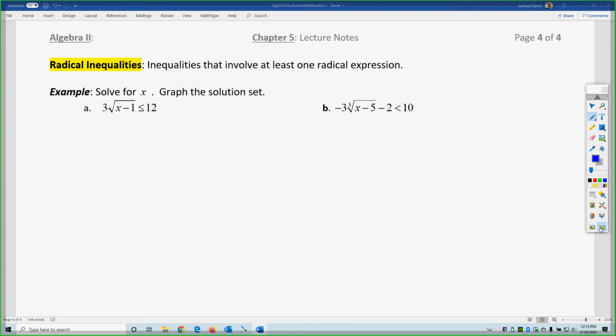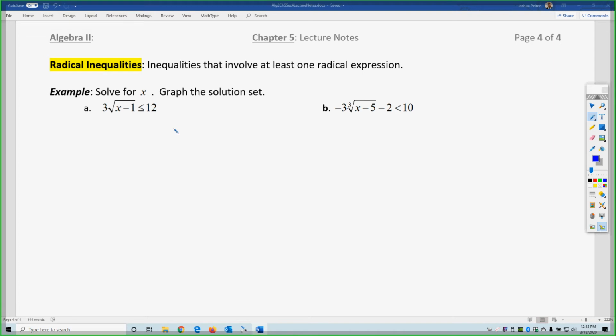What you notice in both of these problems is that they are singular powers of x. The first one is x to the 1/2 power, and b, the second one, is x to the 1/3 power. So as a result, since it's a singular power of x, we can use the isolation strategy here. Okay, and these are radical inequalities because they involve at least one radical.